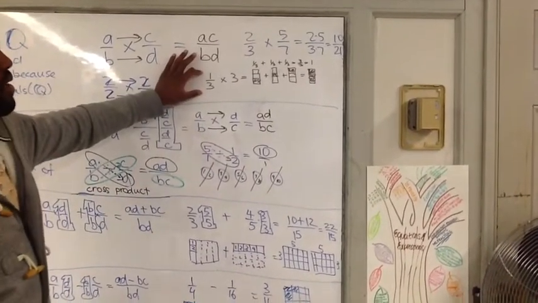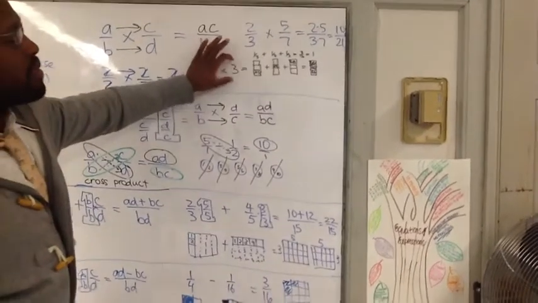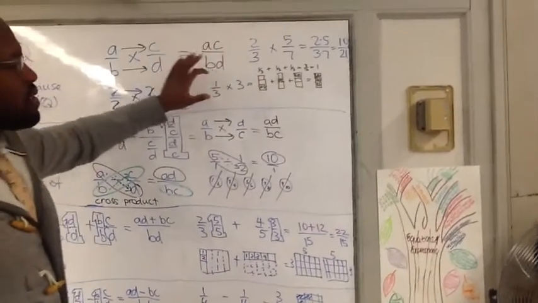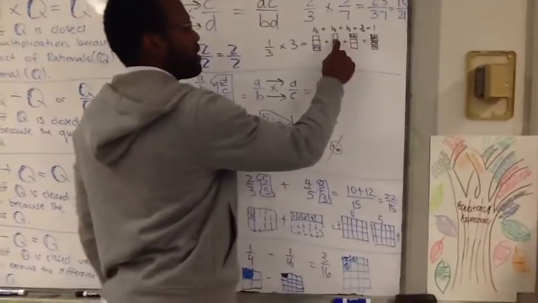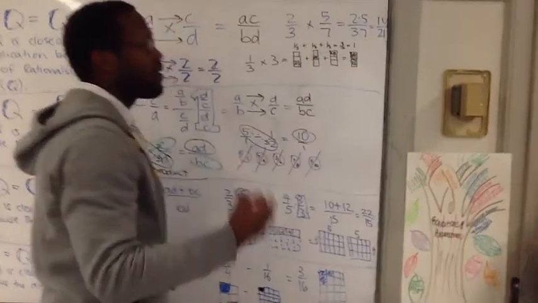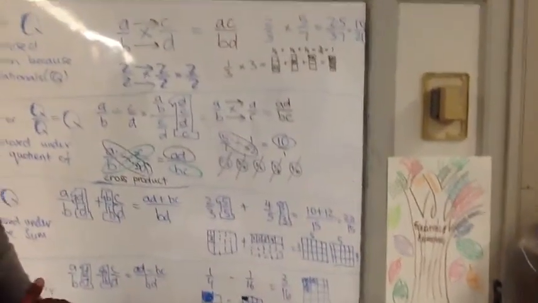Here we see, in another example, we have a third times 3, which is a third plus a third plus a third, and if we took this and put it here, this and put it here, this and put it here, we see we have 3/3, which is 1 whole.